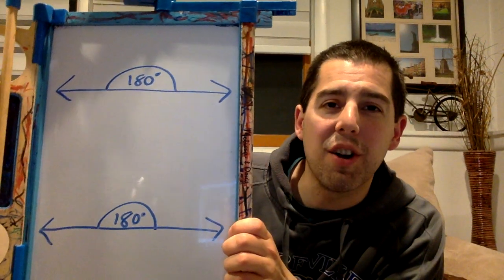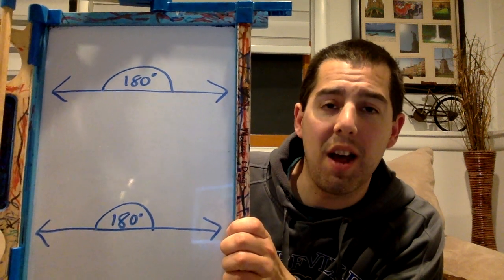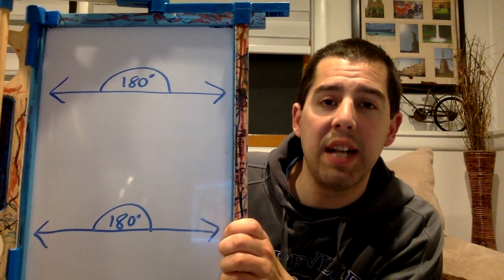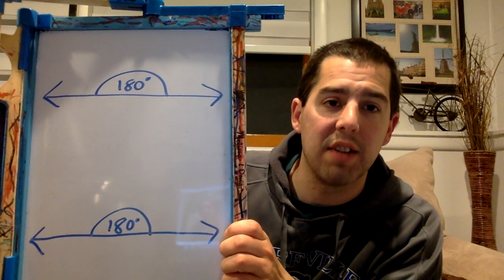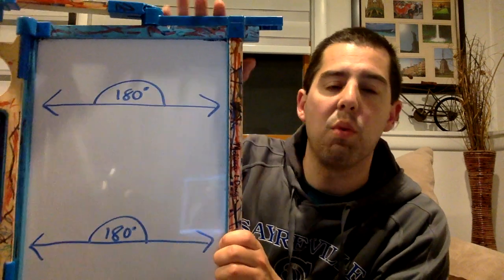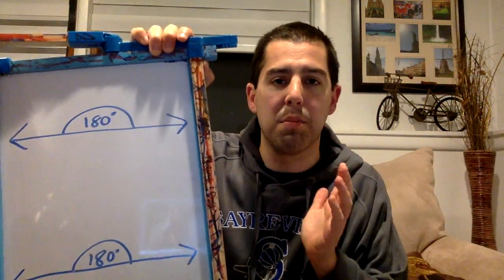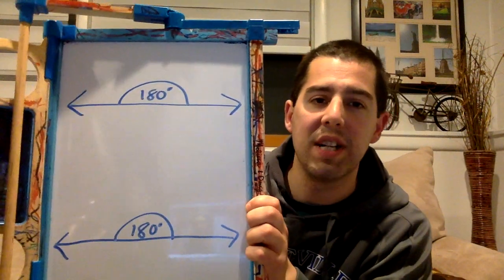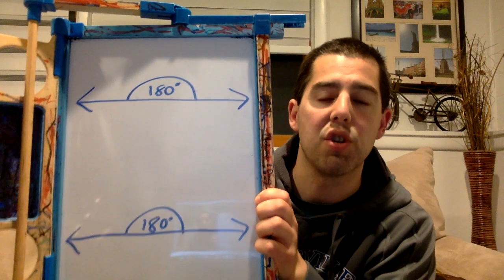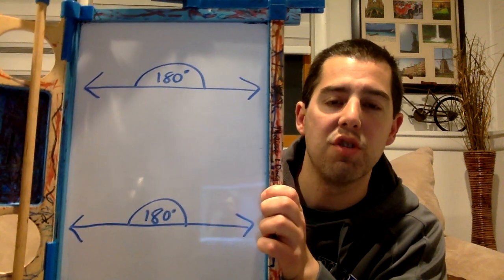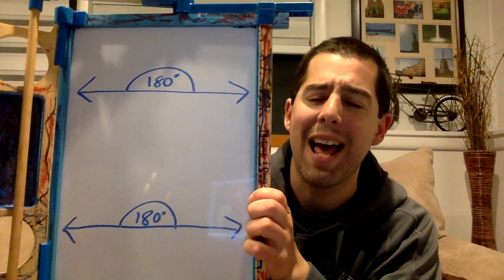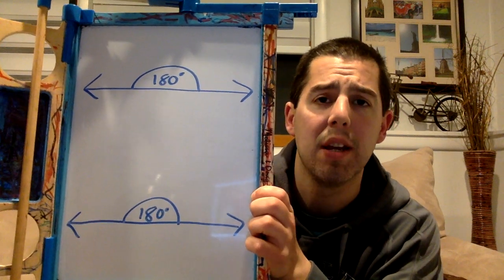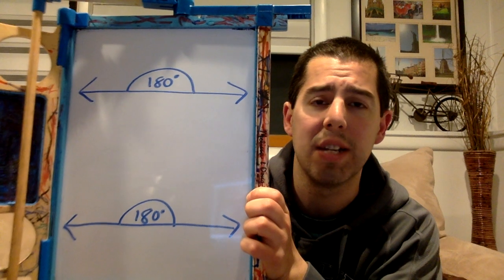What we have here are two straight lines. These represent 180-degree angles. If you think about it, maybe you basketball fans out there can relate. If you're facing one direction and then you turn your body completely around, you've made a 180-degree turn. A straight line is 180 degrees. That's a straight angle.